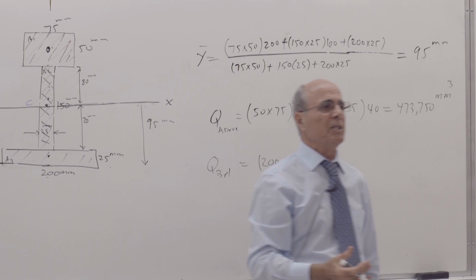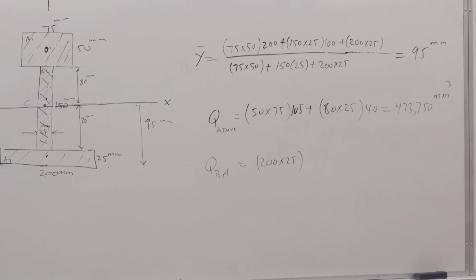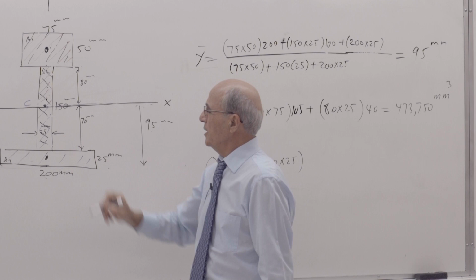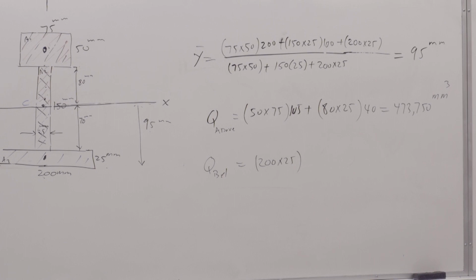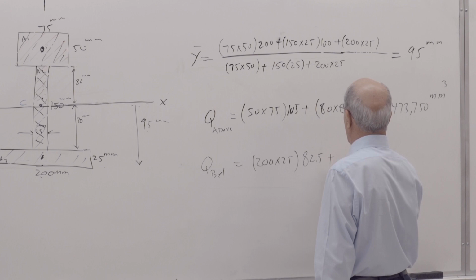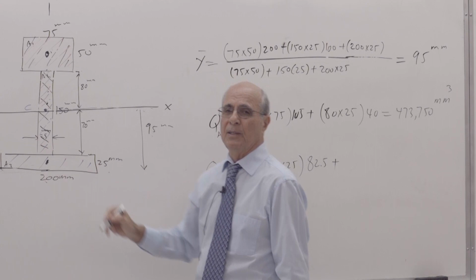Okay, 200 times 25 times what? What distance? This is the center. What distance do I need? 70 plus 12 and a half. So that is 82 and a half. Correct. So 82 and a half plus this little area. Yes or no? That little area is 70 times 25 times what? Times 35.